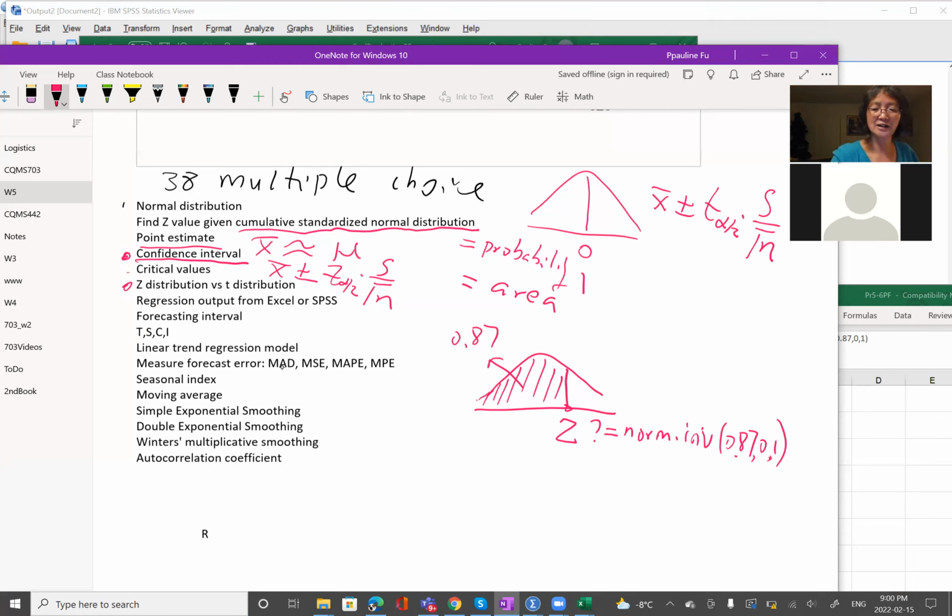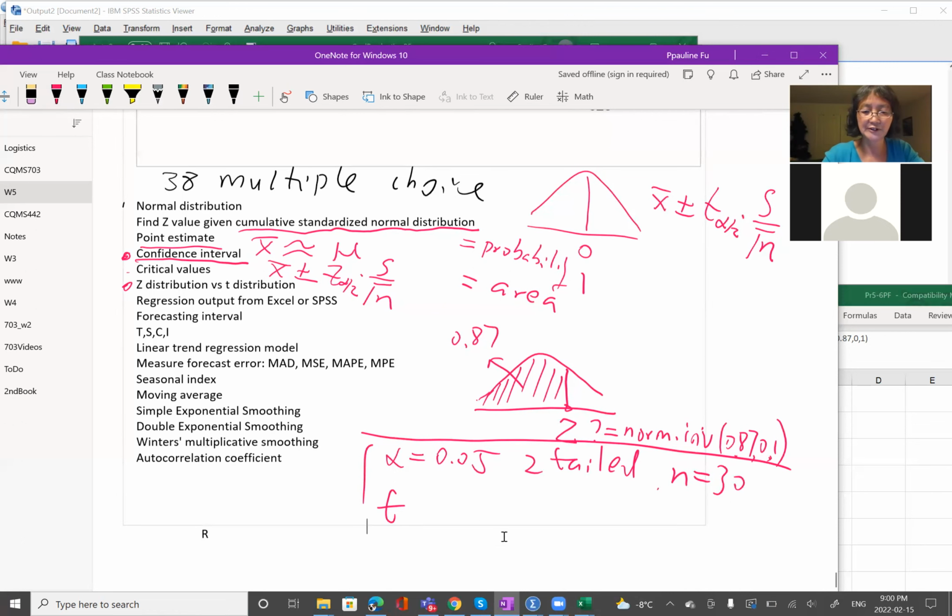For critical value, I already did one example for Z. By the same token, you can do the example for T. For example, if you are given alpha 0.05, and you know this is a two-tailed test, and you know the sample size, for example, 30. The question asks you, what is the critical value for T?